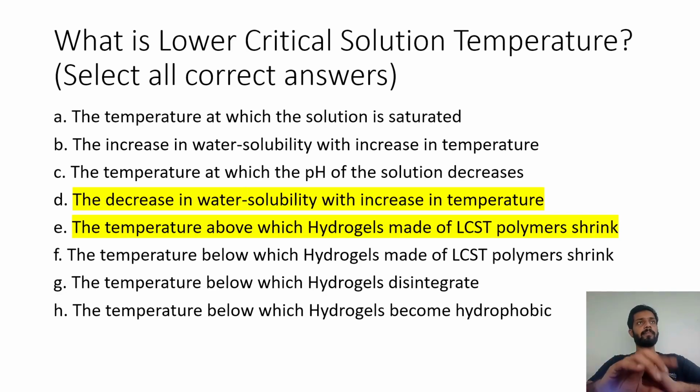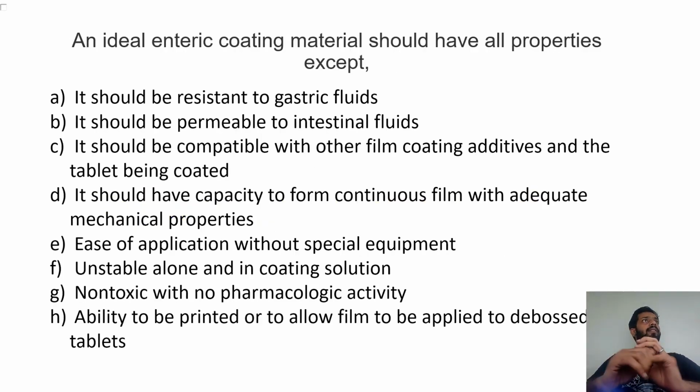So an ideal enteric coating material should have all the properties except: it should be resistant to gastric fluids, it should be permeable to intestinal fluids, it should be compatible with other film coating additives and the tablet being coated, it should have capacity to form continuous film with adequate mechanical properties, ease of application without special equipment, unstable alone and in coating solution, non-toxic with no known pharmacologic activity, easy to be printed or to allow film to be applied to debossed tablets.